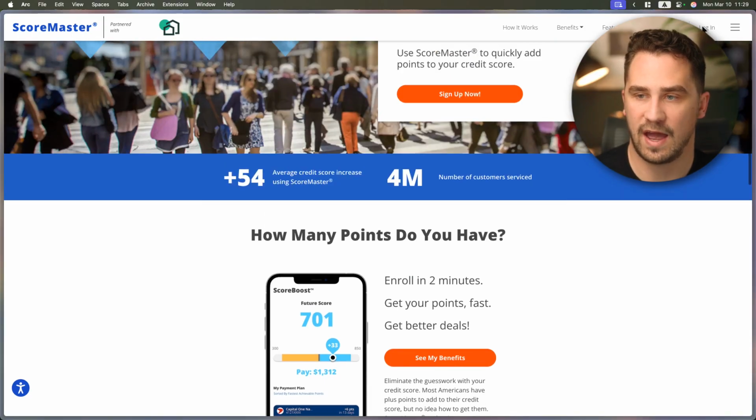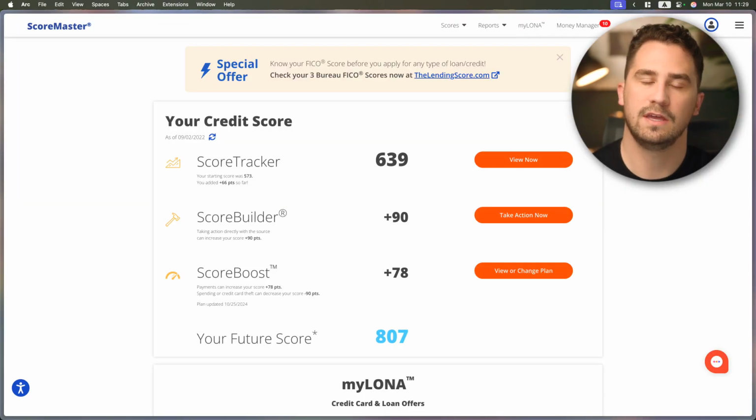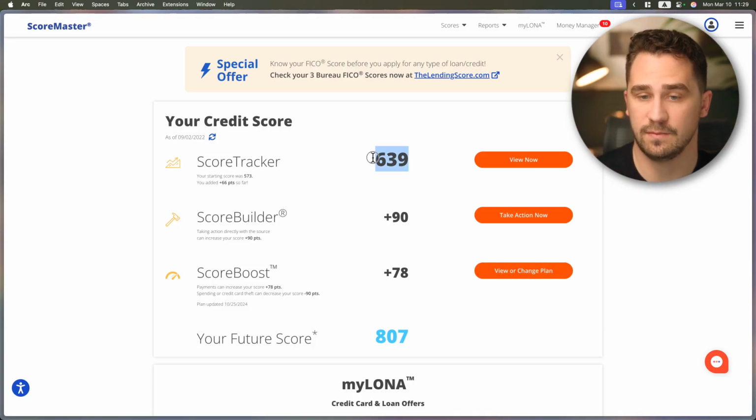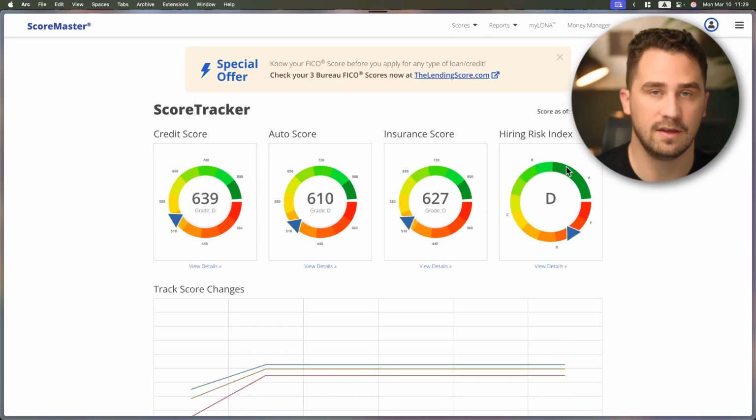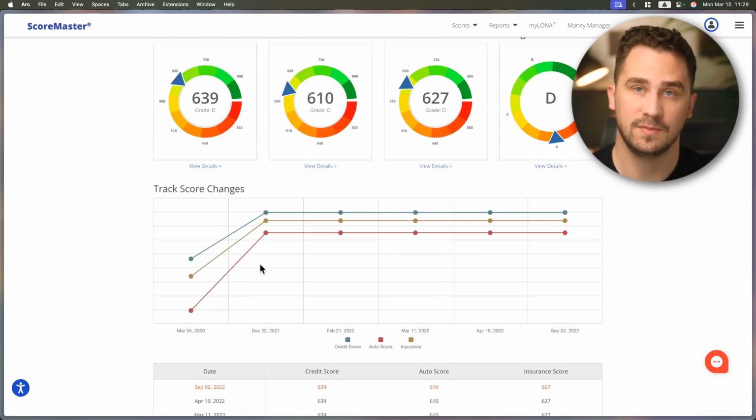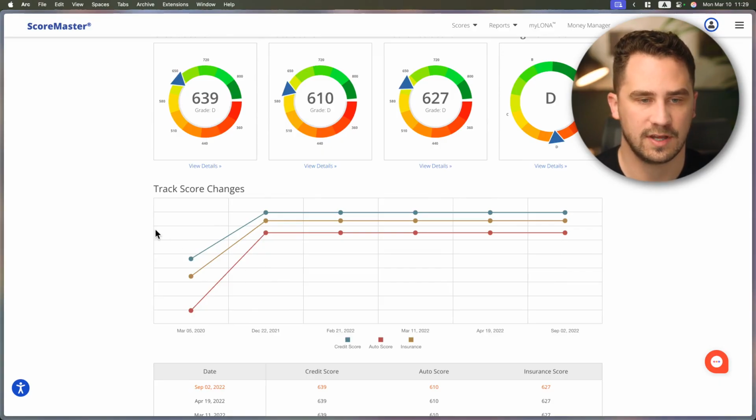And so I'm going to show you how this works. When you log into your ScoreMaster account, you're going to see a dashboard, and it's going to show you a couple different things. One, it's going to be able to track your score with Score Tracker. That obviously is helpful to see the momentum, the actions that you're taking on your credit. Is it actually changing your score? So that's helpful.